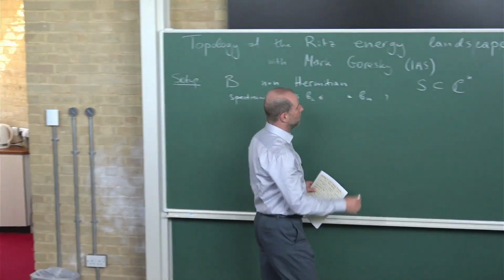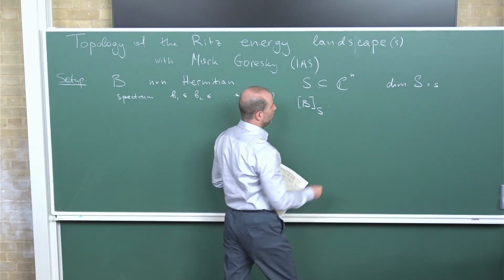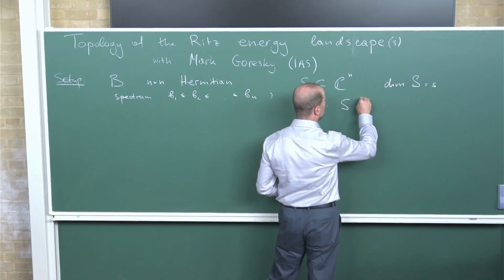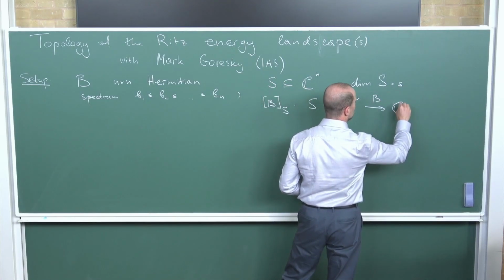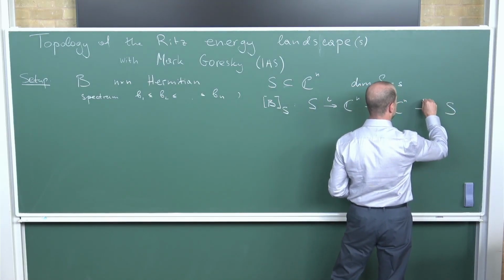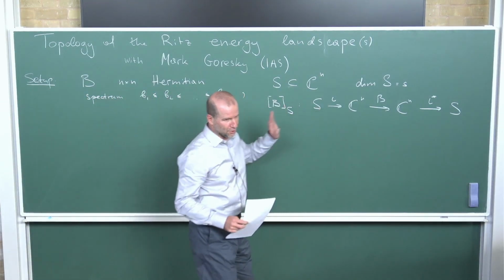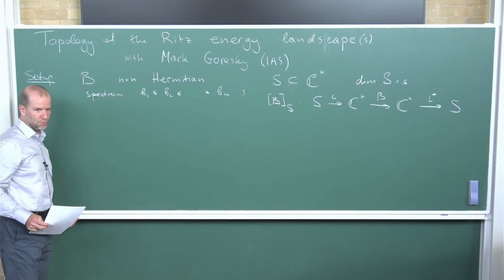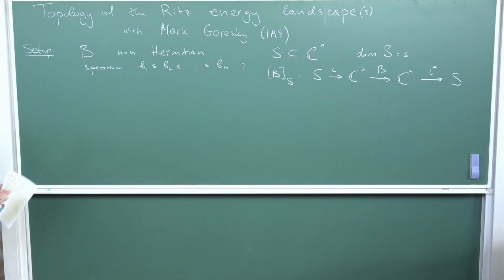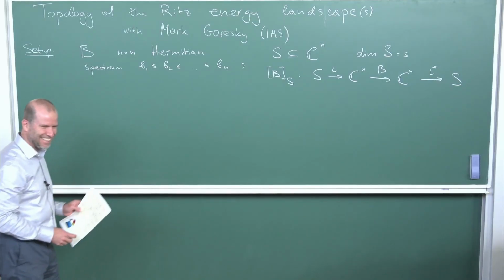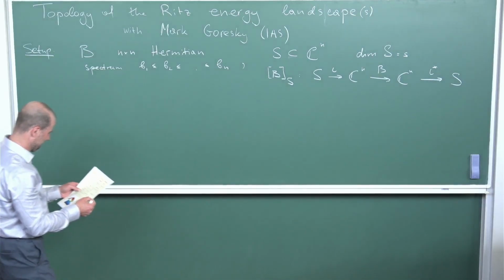I will define the compression of my matrix B onto the subspace S by starting with S, which is included in Cn, then acting by B, and then projecting back to S. This is an inclusion, which by now is a bit of a dangerous word in the US, but yes, I'll use some projections instead.